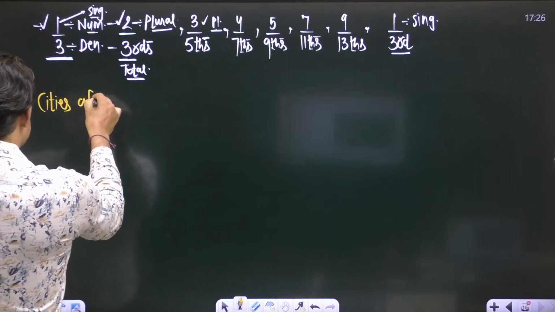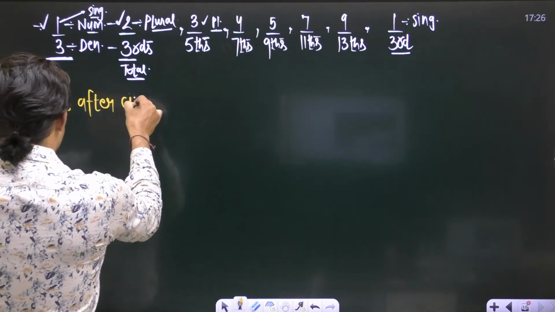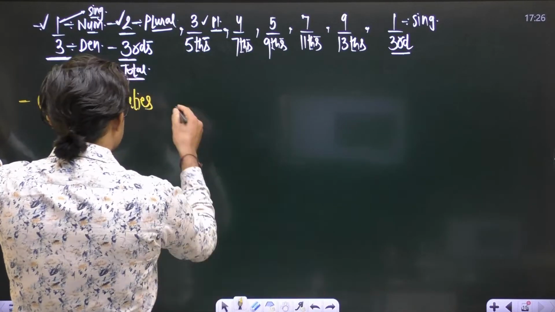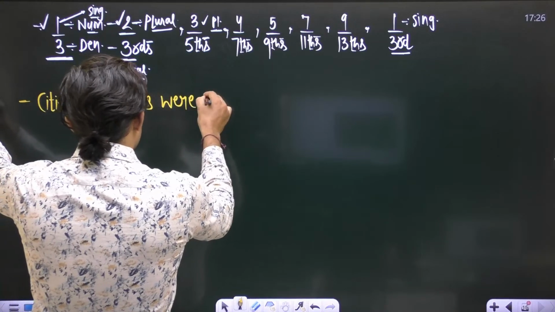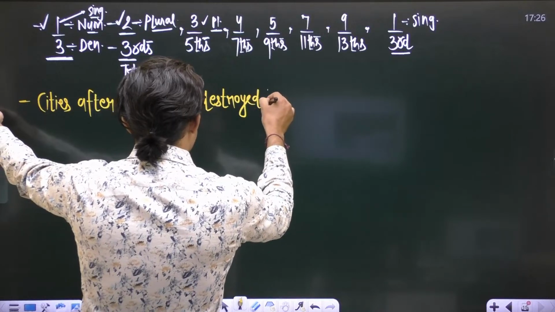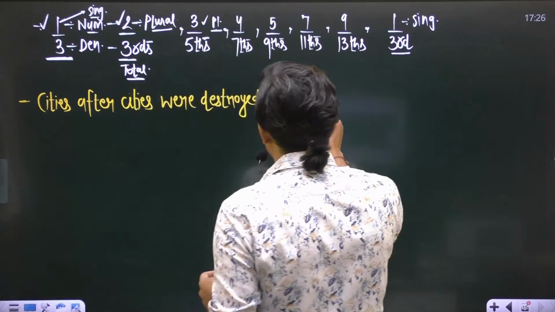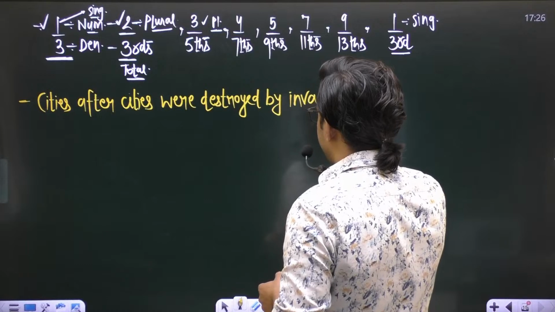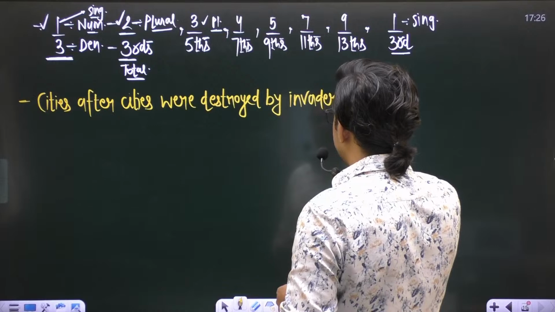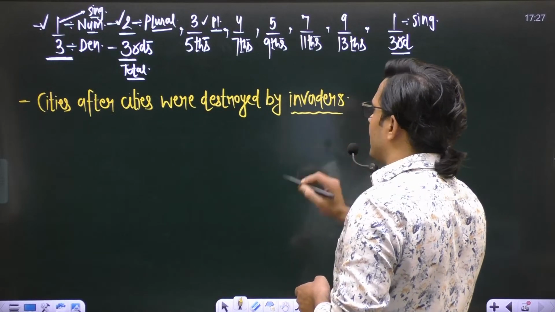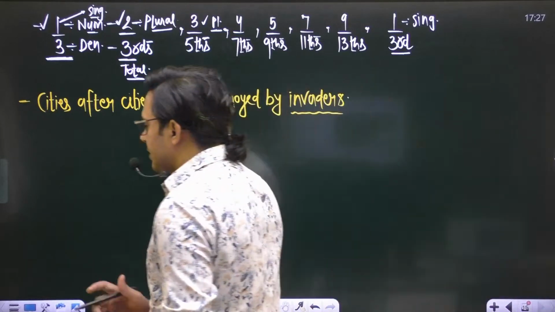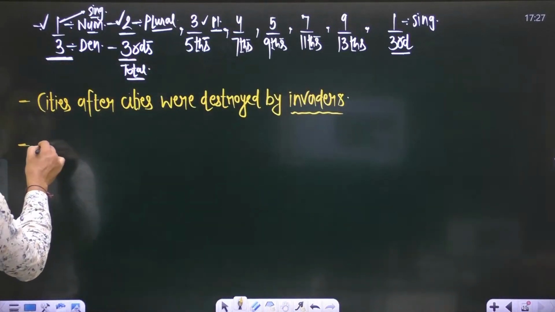Cities after cities were destroyed by invaders. Cities after cities were destroyed by invaders. Invaders means persons who attack. Persons who attack are called invaders. This one.